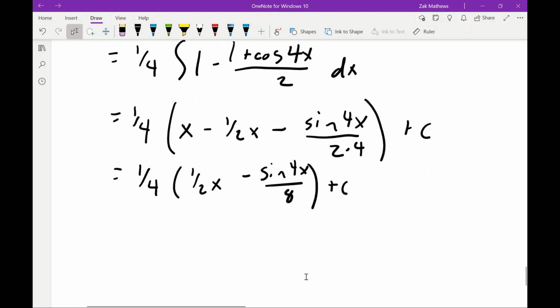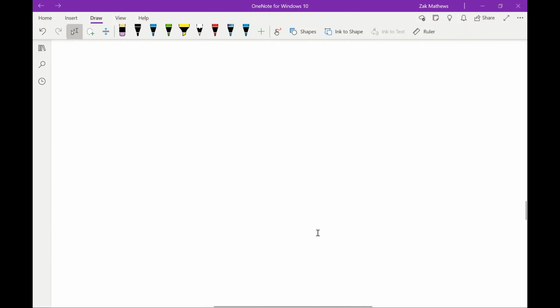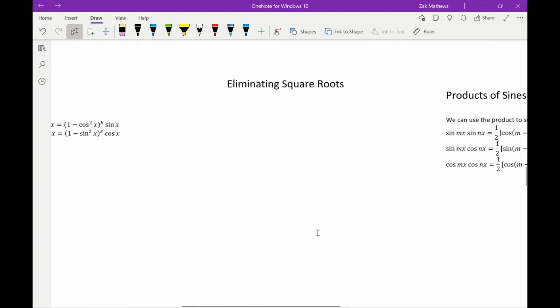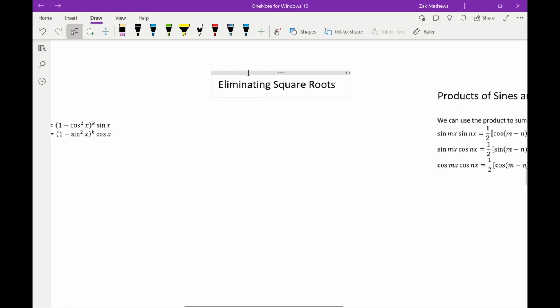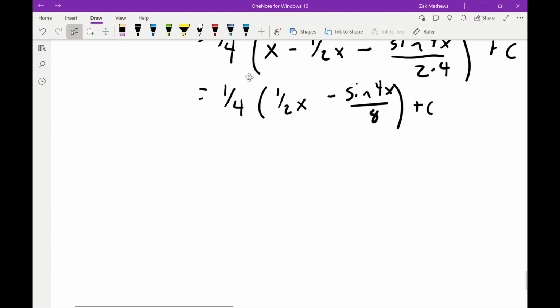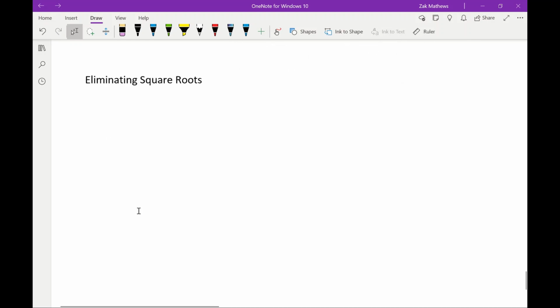All right, so let us move on to the next skill that we're going to be able to work on, and that is eliminating square roots. We're just going to jump right into an example on this one to see how this works.